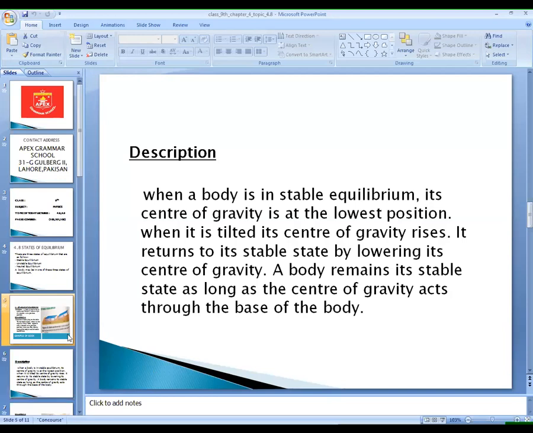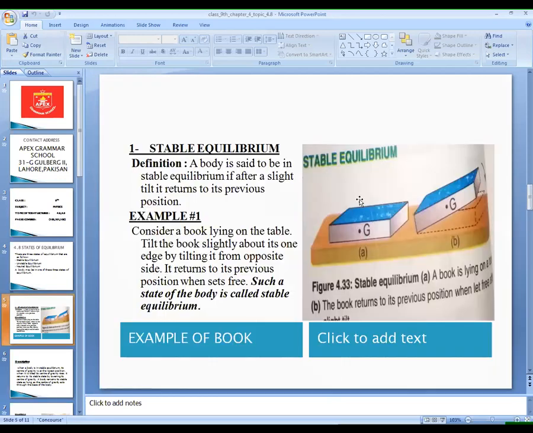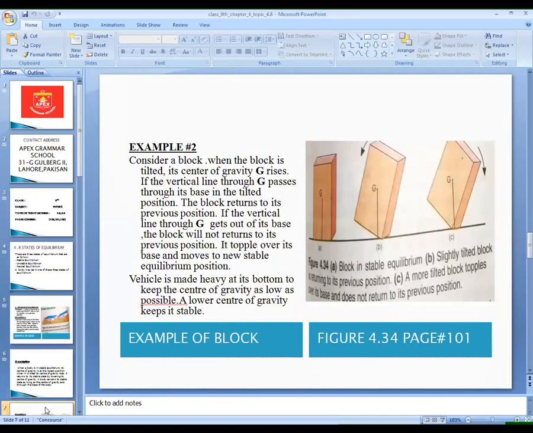So this is my base of the body. As long as the body is in stable equilibrium, our center of gravity will be as low as possible. Now the next is example number 2. This is also stable equilibrium. I am taking another example of stable equilibrium, which is also mentioned in your 9th class textbook.